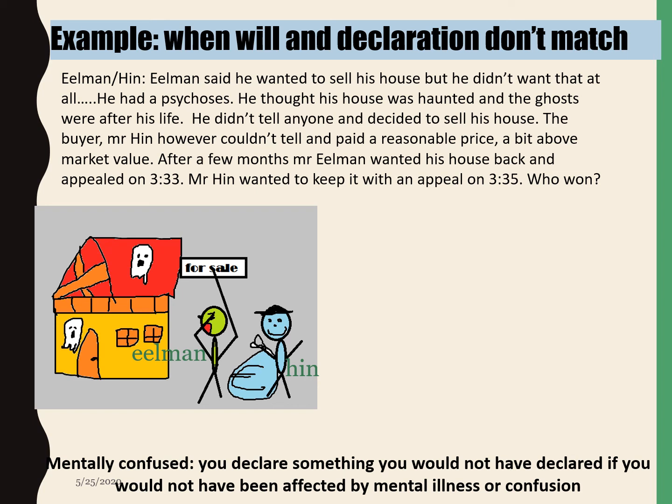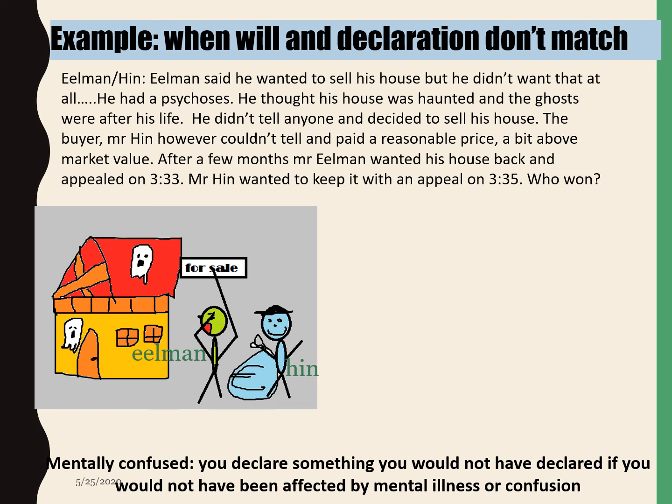After a few months of living in the house, Mr. Eelman though got a subpoena and was summoned to come to court, where Mr. Eelman claimed he wanted his house back because he had been under psychosis. And it was true. Mr. Eelman had a psychosis at the time he sold the house. Article 333. His will was defective by his mental illness. If your will is defective, the main rule is there is no contract.